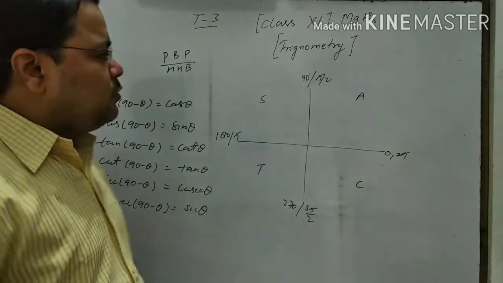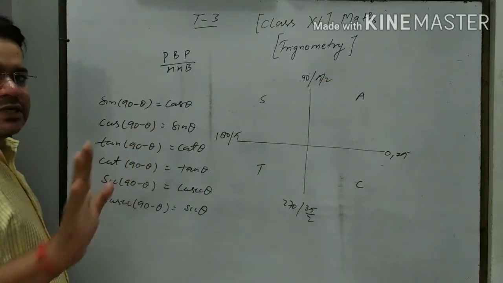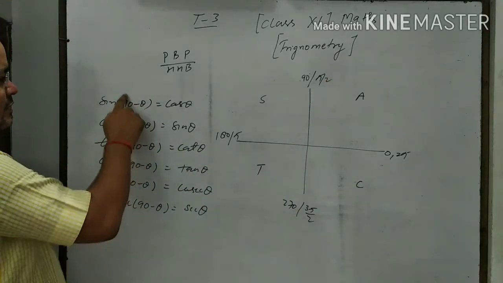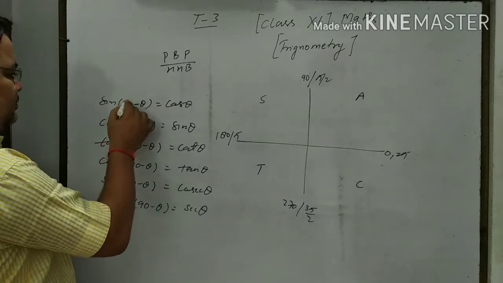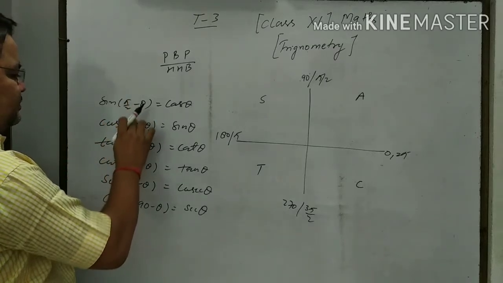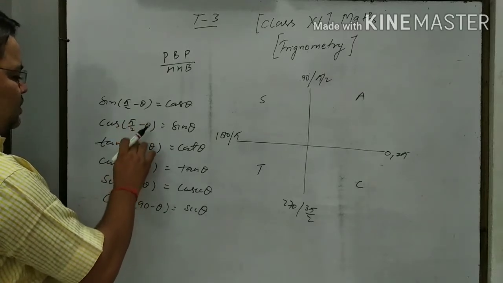According to this point of view also, if 0 to 2 pi, then 90 minus theta can be written as pi by 2 minus theta.